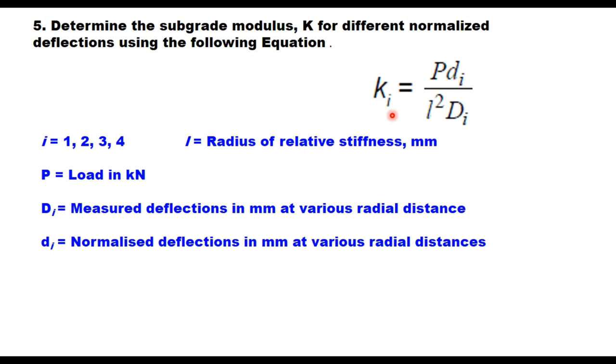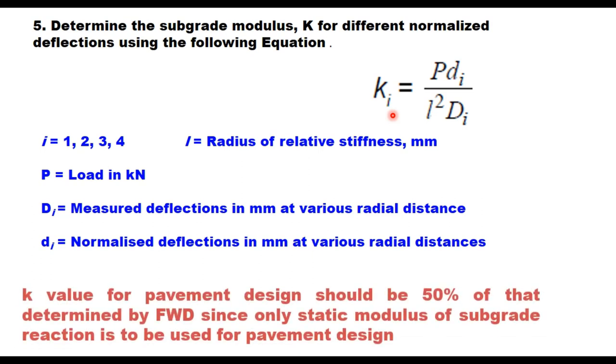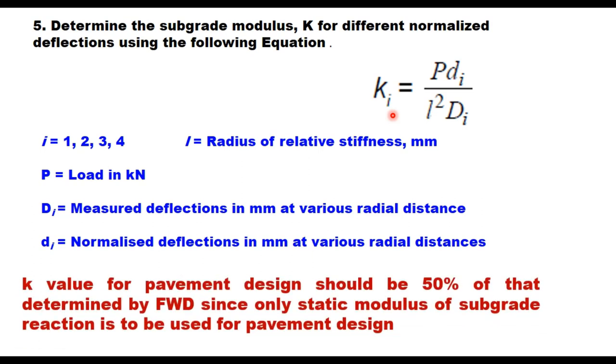Now, once you know that, you get the K value of the subgrade modulus. What the code suggests is that the K value for pavement design should be 50% of that determined by FWD, since only the static modulus of subgrade reaction is to be used for pavement design. So whatever value you get from here, 50% of that should be taken as the design value of K.